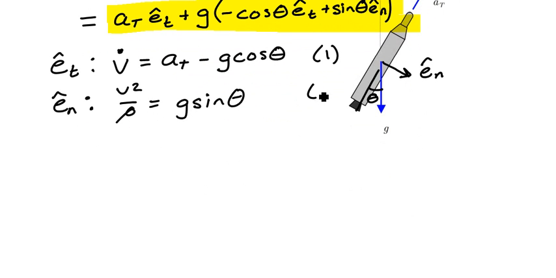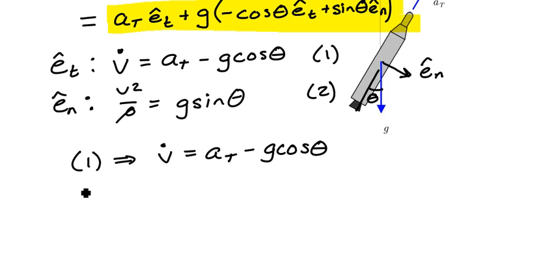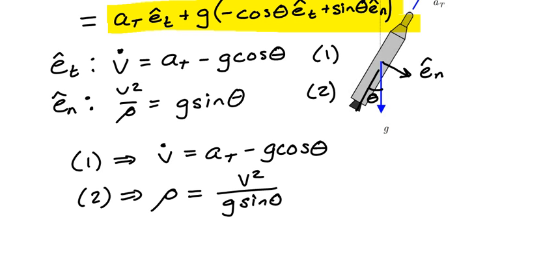If I call these equation 1 and equation 2, equation 1 immediately gives me the answer we're looking for, namely that v dot is simply going to equal a sub t minus g times the cosine of the angle theta. Then if I take equation 2 and solve for the radius of curvature, I'll get that rho is equal to the speed squared divided by g times the sine of the angle theta. In this problem, we're given a sub t, g, the angle theta, as well as the speed v, so if you numerically make some substitutions here, you'll be done with this problem. I'll leave that up to you to do. Best of luck as you work to solve this.